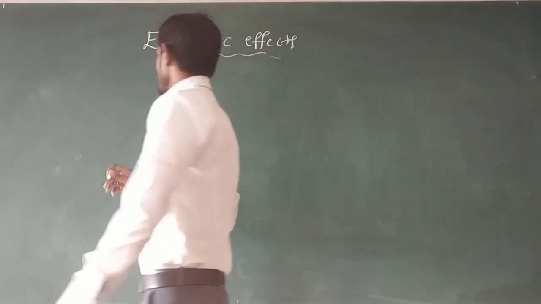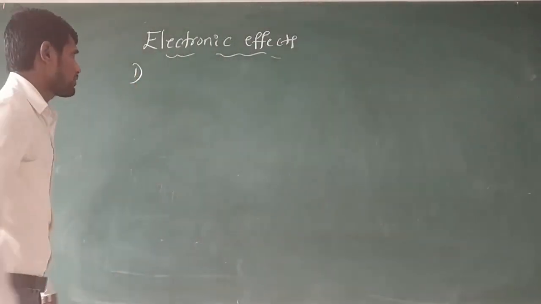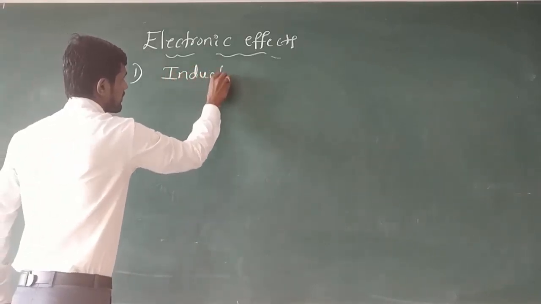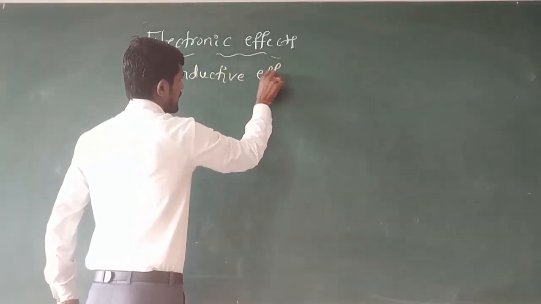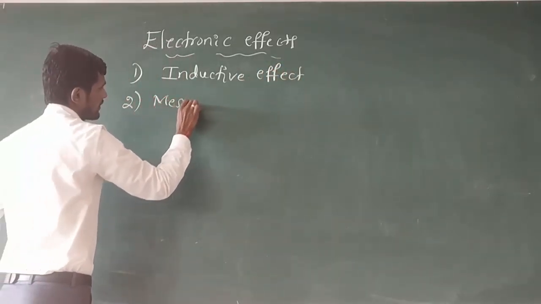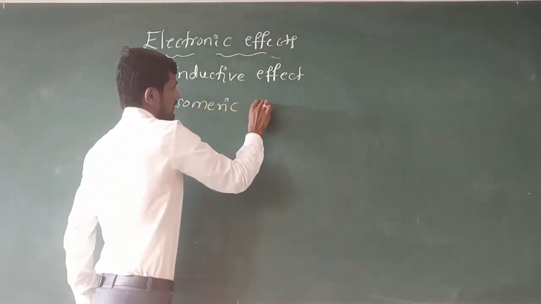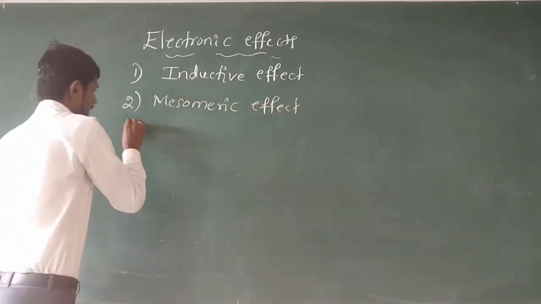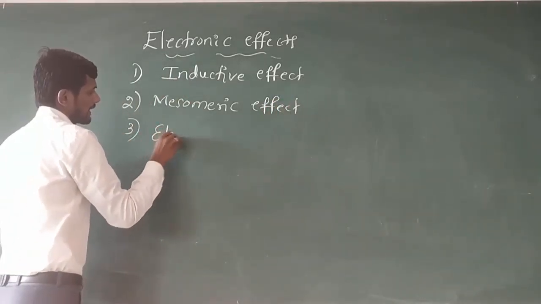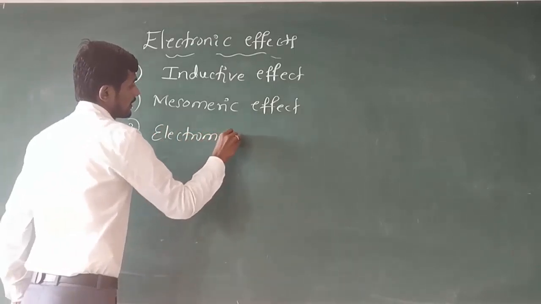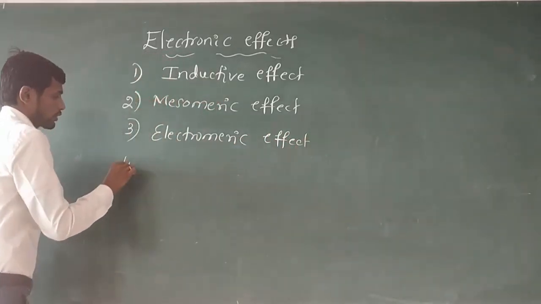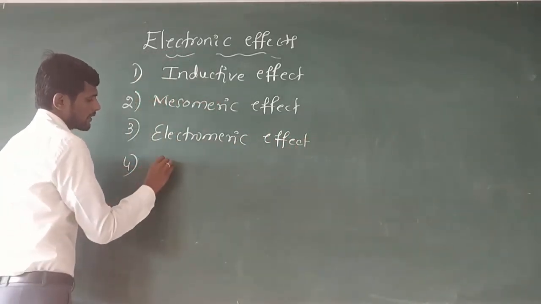In presence of these electronic effects, there are four types. One is inductive effect. Second one, mesomeric effect. Next, third one, electromeric effect. Fourth one, hyperconjugation effect.